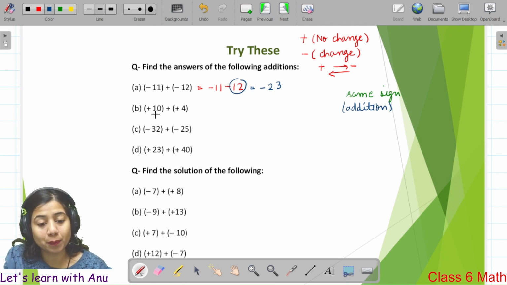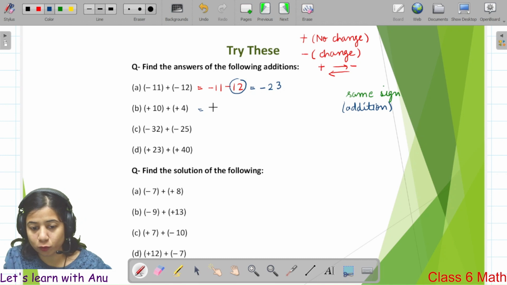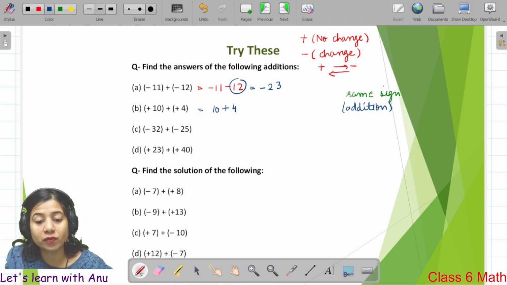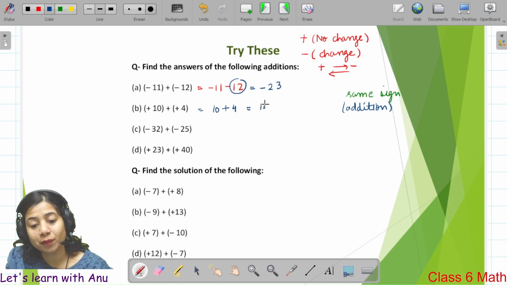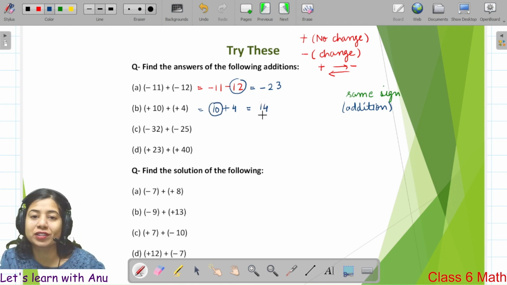Then we have the B part, +10 and plus of +4. So it is 10 plus 4, because when we have a positive sign, there is no need to write it. So 10 plus 4 is 14. The bigger integer is 10, that's positive, so it's positive.